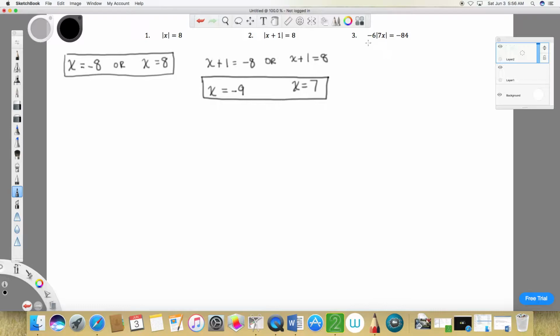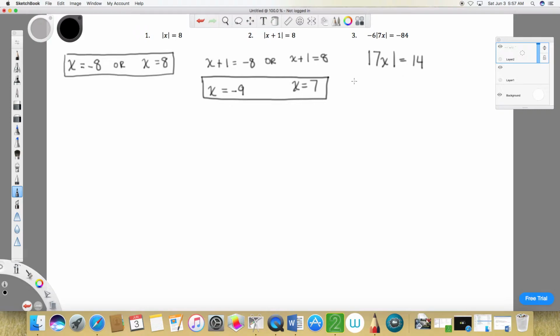Here, to get the absolute value by itself, it's currently being multiplied by -6. So we'll divide both sides of the equation by -6. Negative divided by negative is positive. -84 divided by -6 gives us 14. So the absolute value of 7x is equal to 14.